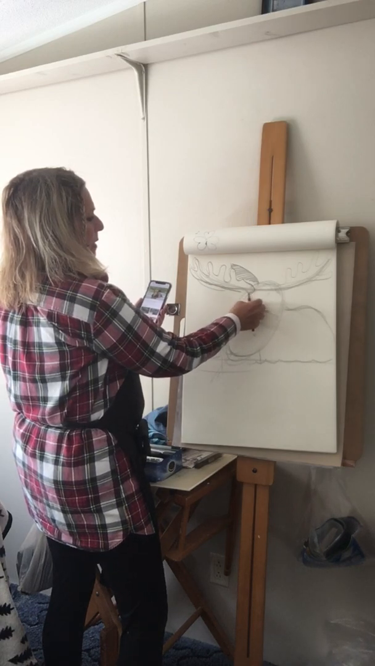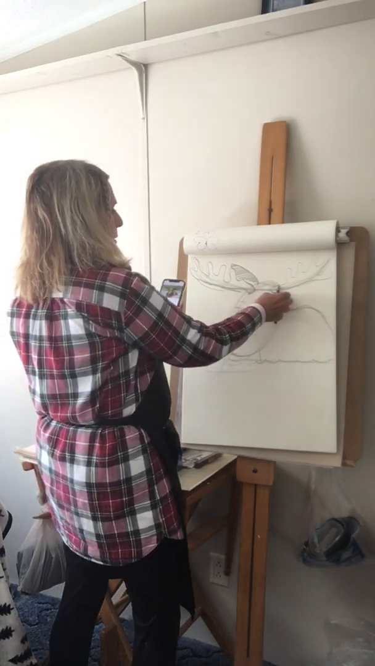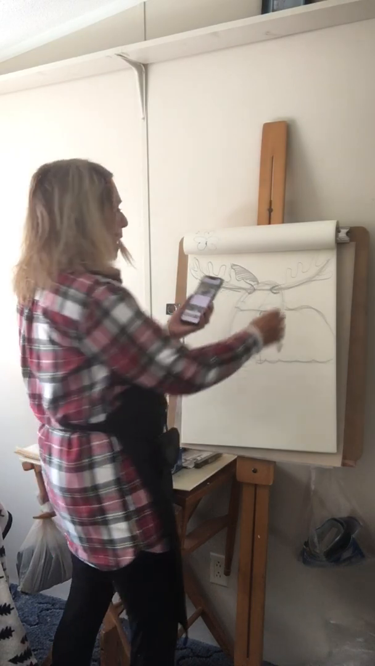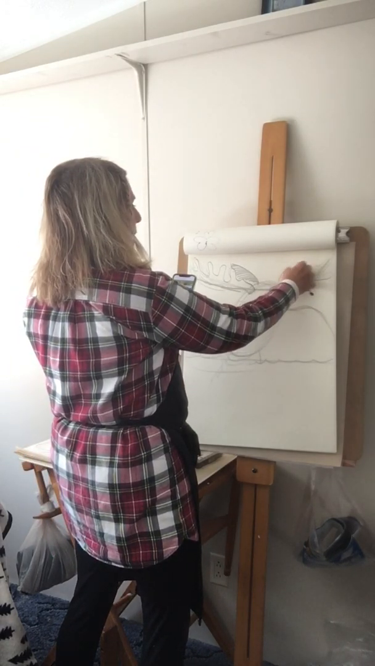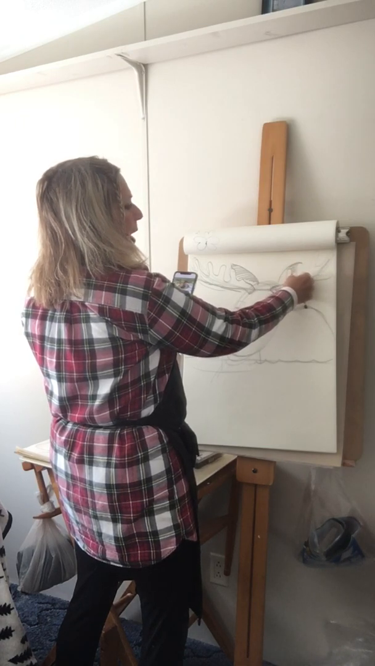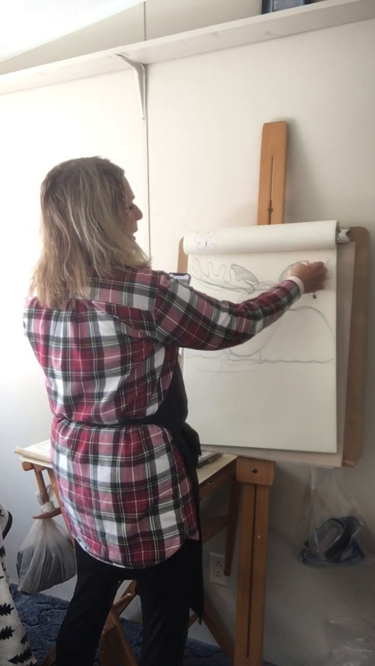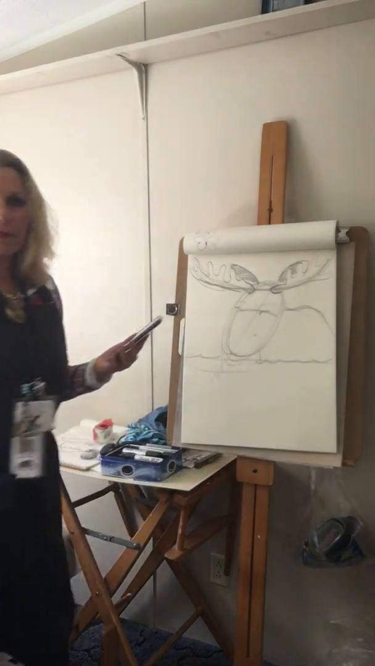His antler sticks into his head. Or somebody told me it's called paddle. So his paddle, his antlers go there. His big ears are behind. So I'm just gonna shadow that and put his big ears behind. So that's the start of it.